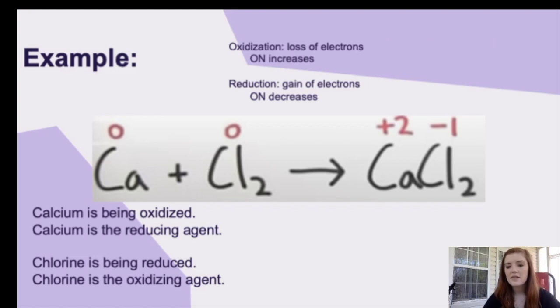So our last slide of the day is going to be an example. So with that in mind, an oxidation is loss of electrons, so my oxidation number increases, that's what ON stands for. With reduction, it's a gain of electrons, so my ON, or my oxidation number, is going to decrease, okay? So let's take a look at this problem. So we have calcium plus chlorine, 2 atoms of chlorine, going to react to produce carbon dichloride.